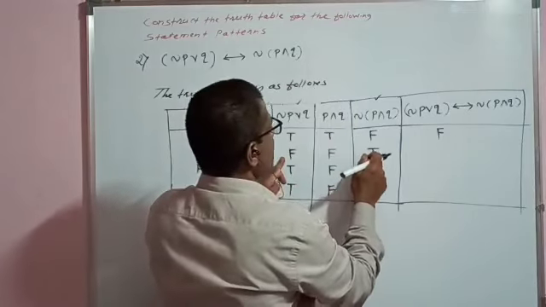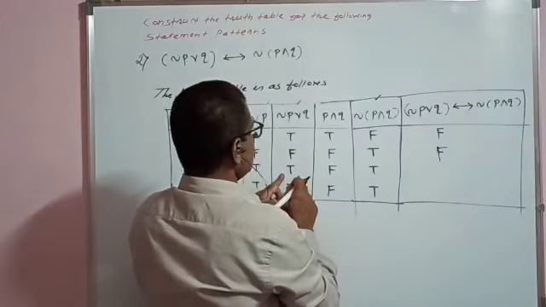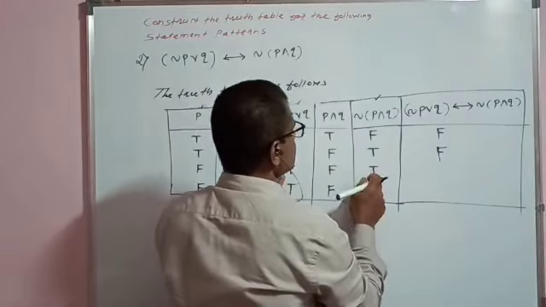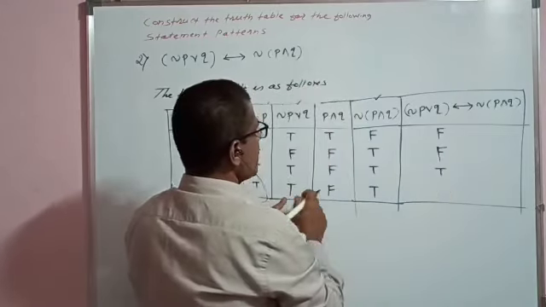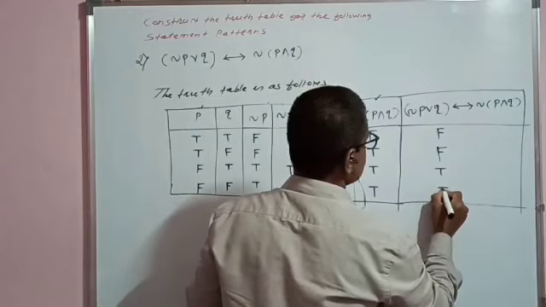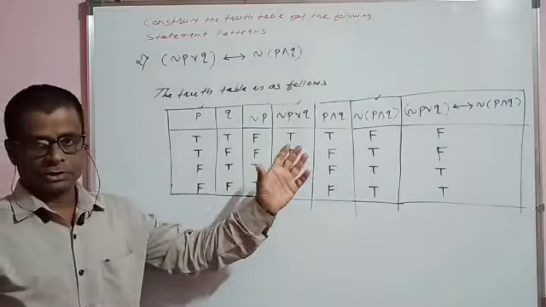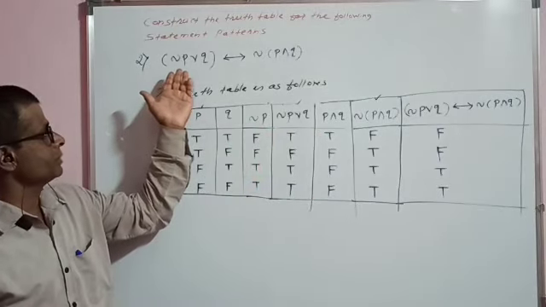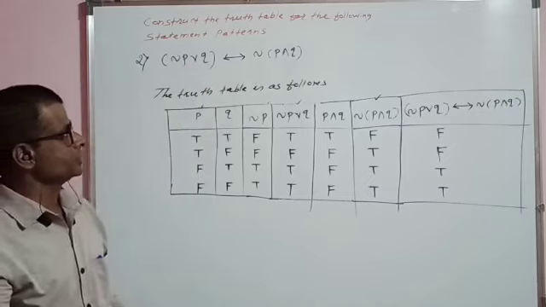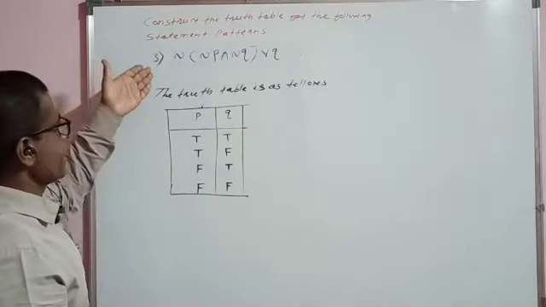F biconditional T is also F. T biconditional T is T. T biconditional T is also T. So this is the truth table of the given statement pattern, negation of P disjunction Q, biconditional, negation of P conjunction Q. Next statement pattern is negation of P conjunction, negation of Q disjunction Q.